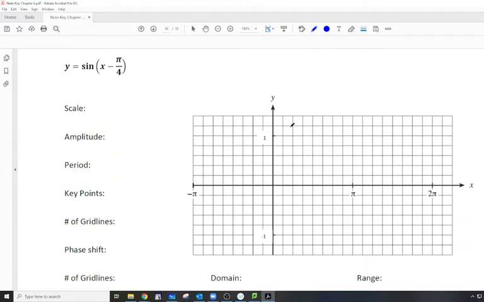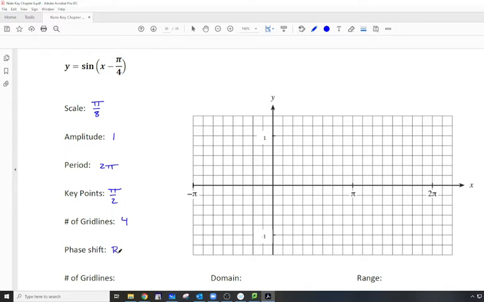So here's one for you to try. I want you to try y equals sine of x minus pi by 4. Figure out the scale of this grid, see if you can go from there. Pause the video. Okay, so what is the scale? 1, 2, 3, 4, 5, 6, 7, 8. So my scale is pi by 8. The amplitude is 1. The period is 2 pi. Key points will be every pi by 2. Now pi by 2 in this scale is halfway to pi, so it's going to be 4 grid lines, or pi by 2 divided by pi by 8 gives you 4.